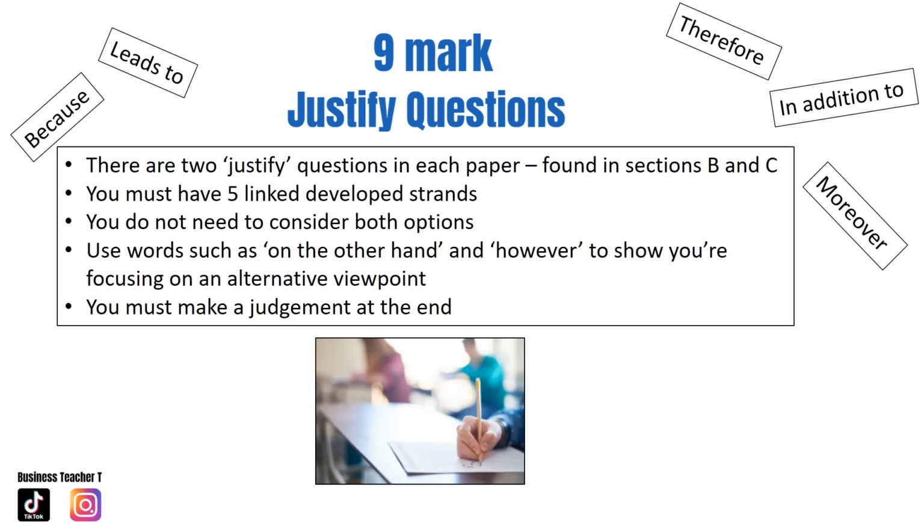You do not need to consider both options. So you're given option 1 and 2. You do not need to consider both options. I will show you an example a little later on. To incorporate your evaluation, you should use words such as on the other hand and however to show that you're bringing in a disadvantage or that you're showing an alternative viewpoint. You must make a judgment at the end, which amongst other things would state which option is most important. You could, in this final judgment, state why you have not chosen the other option.